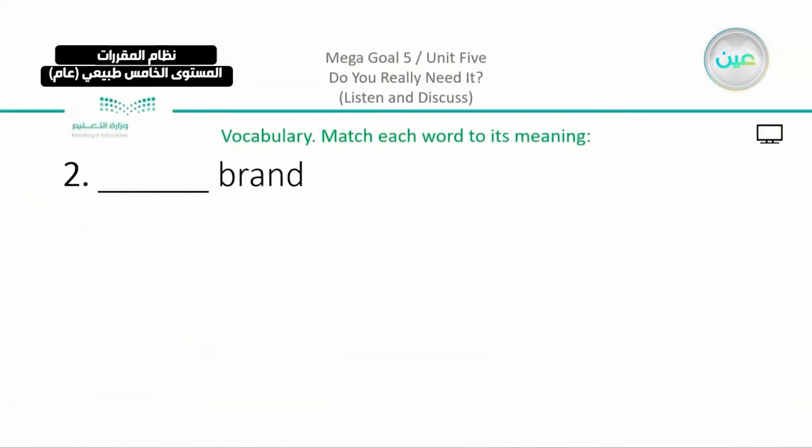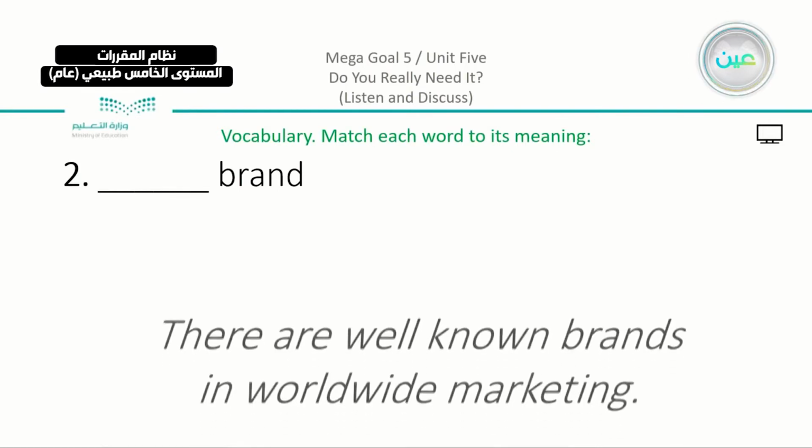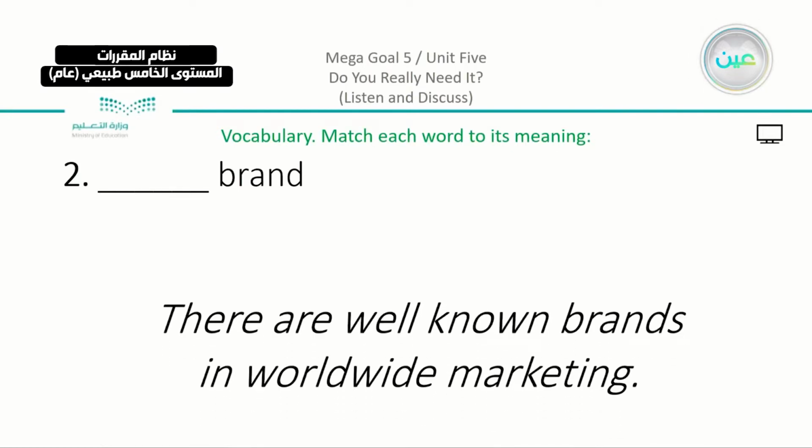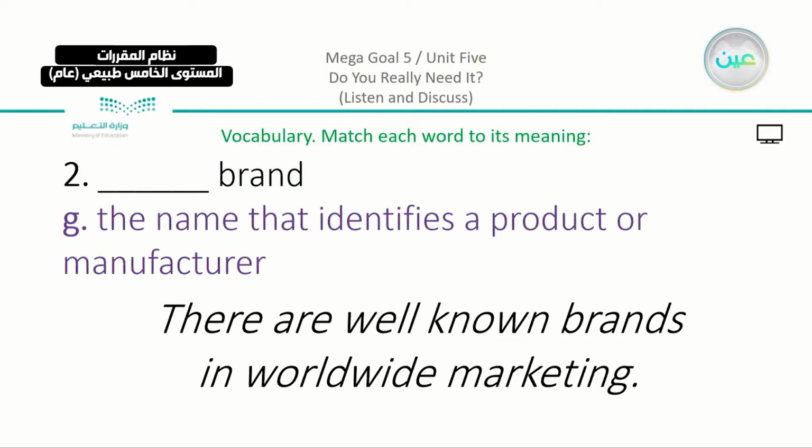The second one, brand. Your example is, there are well-known brands in worldwide marketing. So just revise, what did we put brand with? Just one word can help you, which is the word name. So we have here the name that identifies a product or a manufacturer, which is actually G.